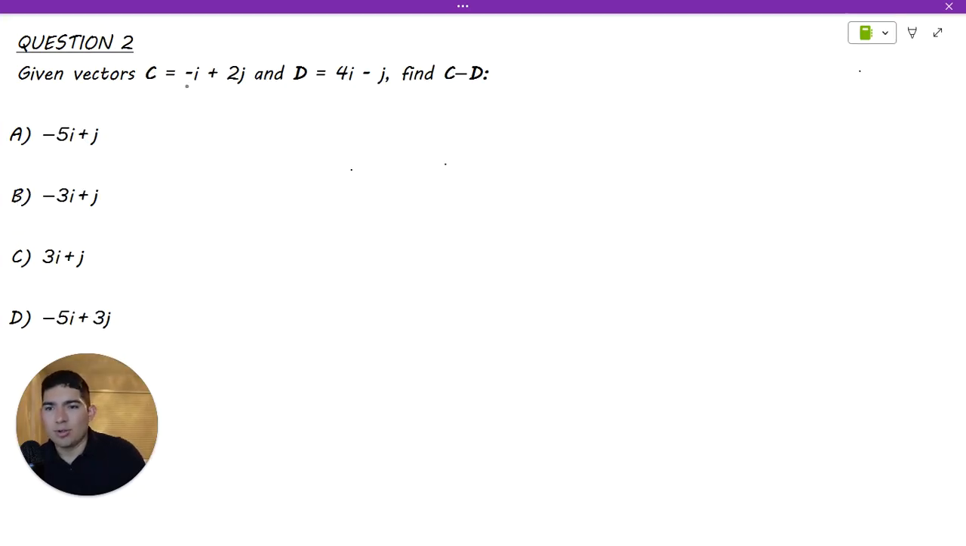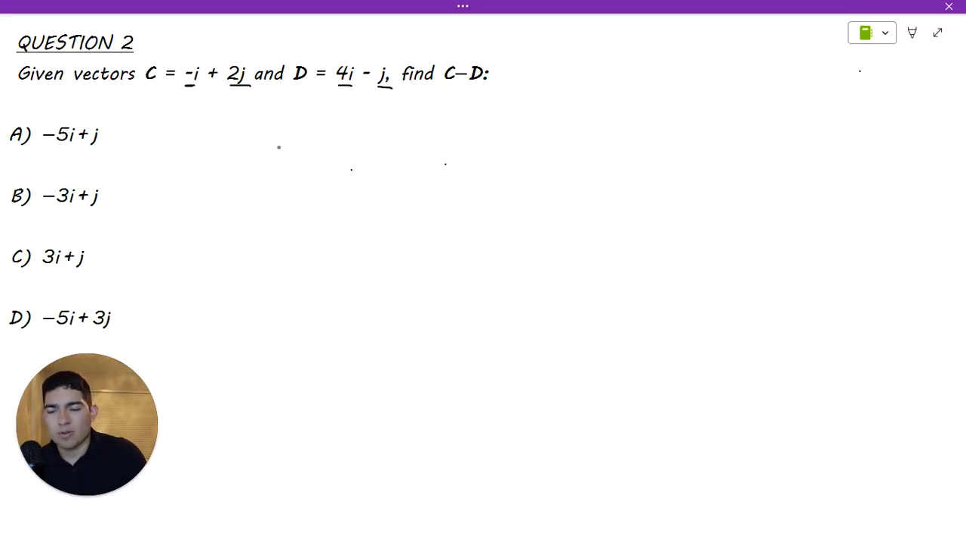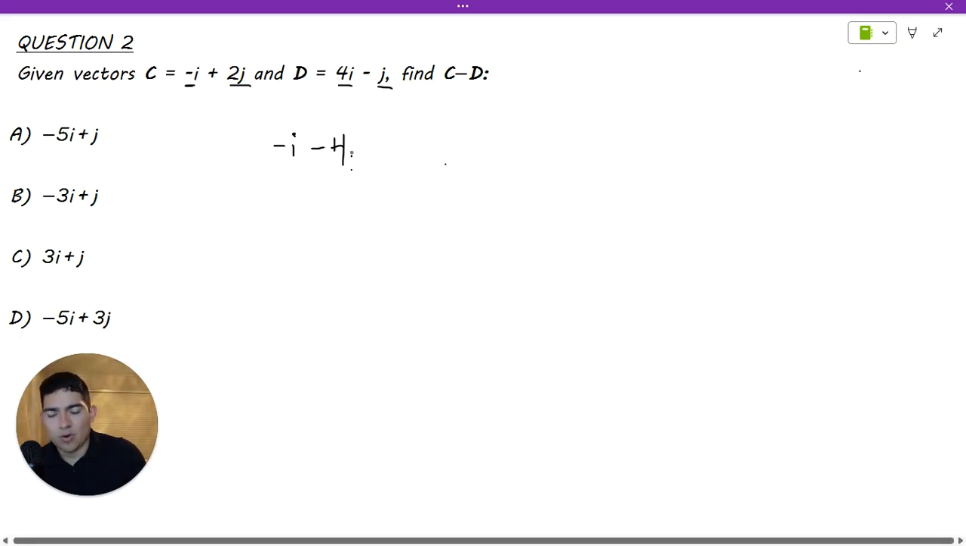Moving on to number 2, we have some new vectors, and this time we need to do a subtraction instead of an addition. So let's just go ahead and do the same process we did last time. We'll go component by component. In this case, we have an i component and then we have the j component. So let's do the subtraction for the i components first. It's c minus d, so we'll start off with negative i there, and then we'll subtract this 4. That'll give us a result for the i components of negative 5.